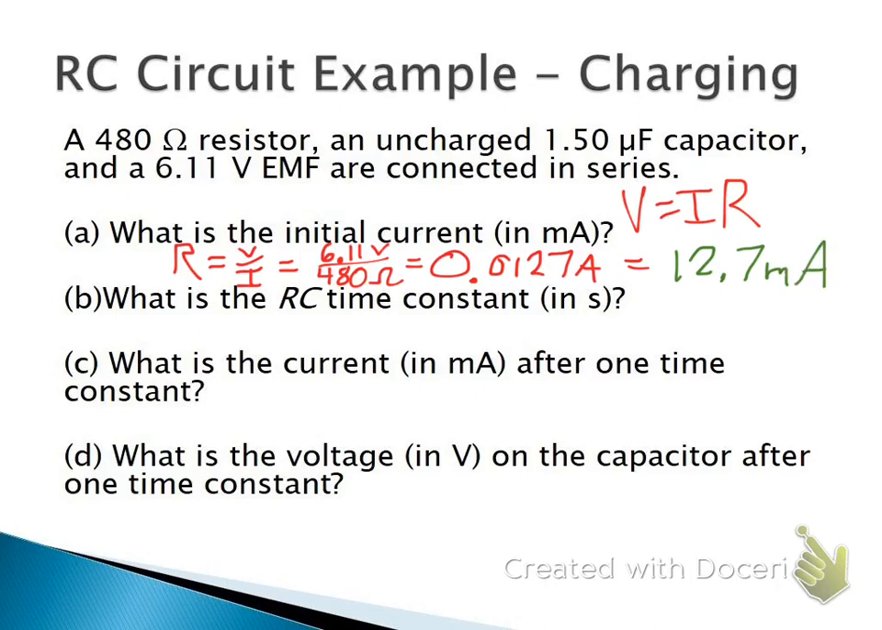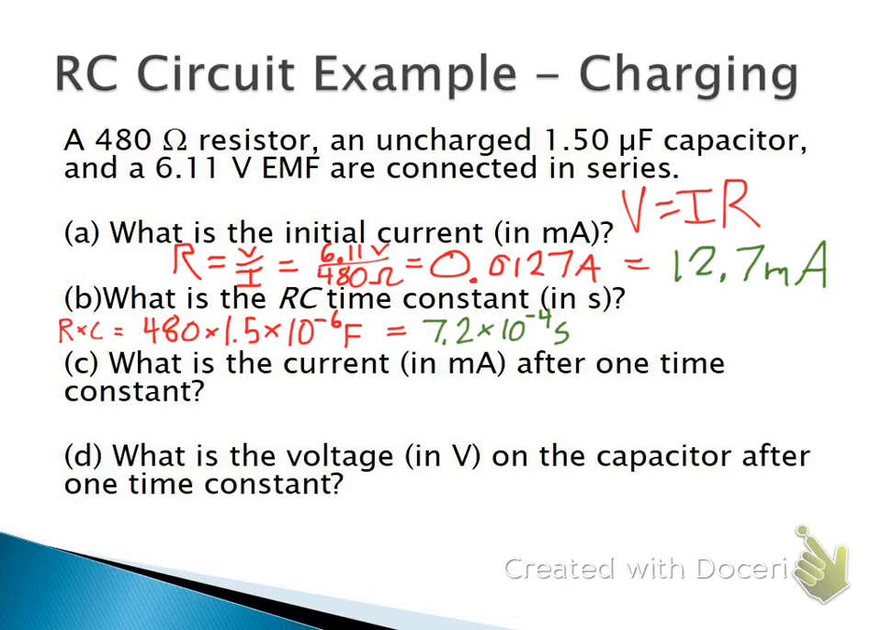Part B, what is the RC time constant in seconds? Well, RC time constants are just R times C. Now, one thing I need to be very careful of is that all my units are base units. I'm already clear with the resistor, that's in ohms, but with the capacitor, that's microfarads. So I'm going to have to convert that to farads. And that's 1.5 times 10 to the negative 6 farads. Ohms times farads will get me units of seconds, and in this case it happens to come to 7.2 times 10 to the negative 4 seconds.